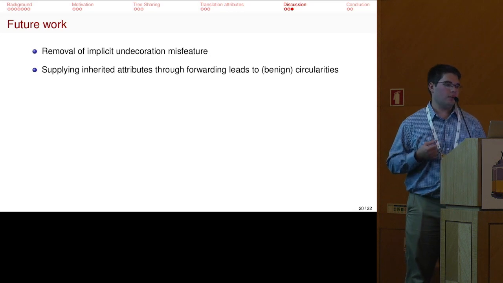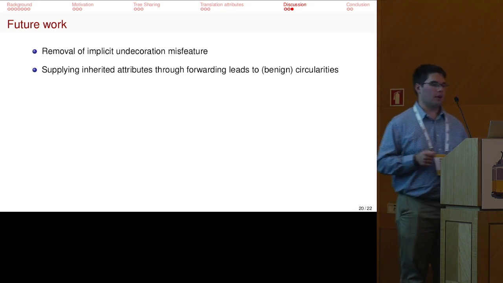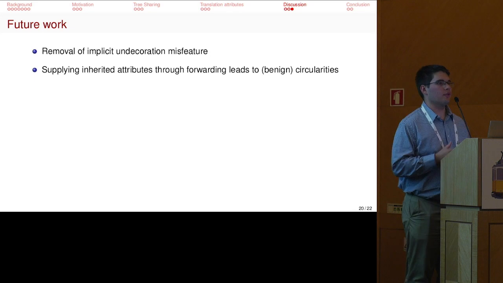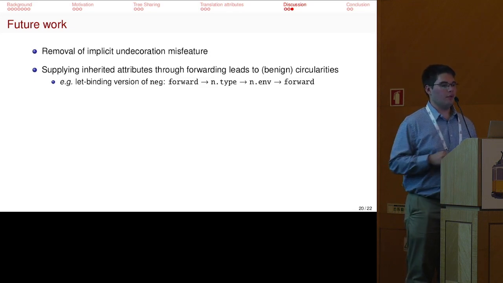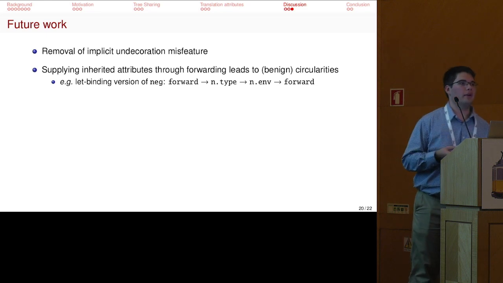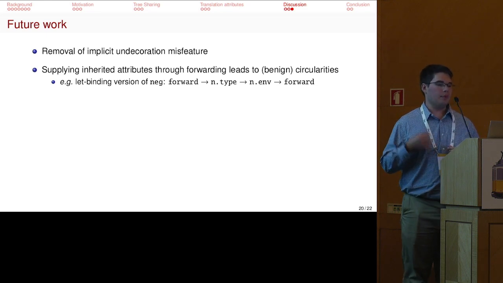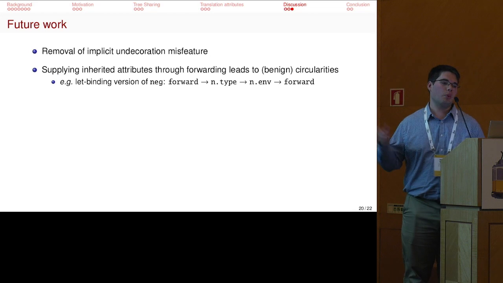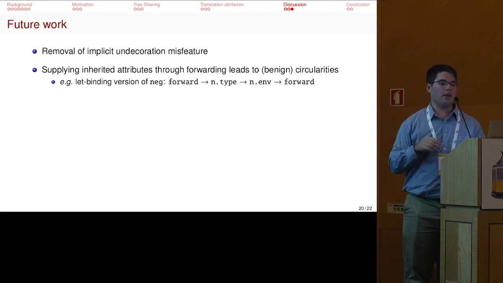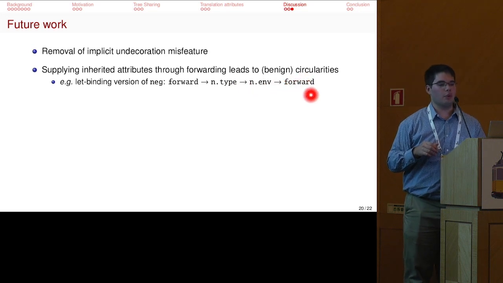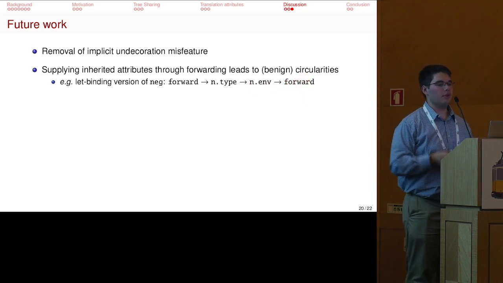Another thing we found is that when inherited attributes are supplied through forwarding, we often end up with circularities that are actually okay in practice because of laziness. For example, in the let binding version of neg, this works out to be okay, where we have forward depends on the operand type, which depends on the operand's environment, which depends on the forwards tree, essentially. But this actually isn't a problem.